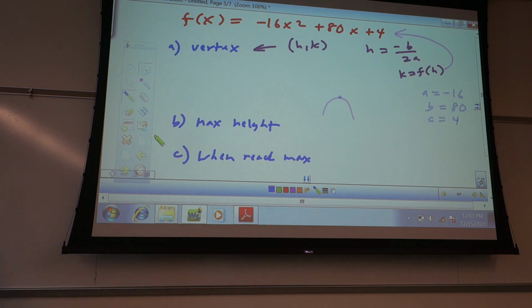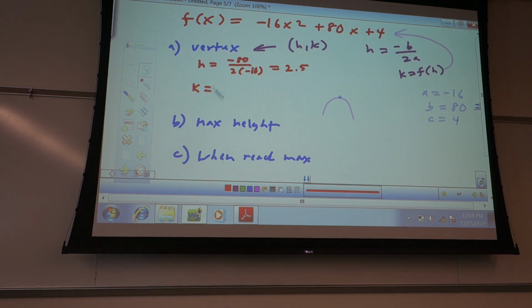So did we find what H was? What's H? We got 2.5. Yeah, so negative B over 2A: negative 80 over 2 times negative 16. If you work all that out, you'll get 2.5. I got 2.666. Oh, you have to check your numbers. Negative 80 divided by 2 times 16. 2 times 16 is 32. Oh, no wonder.